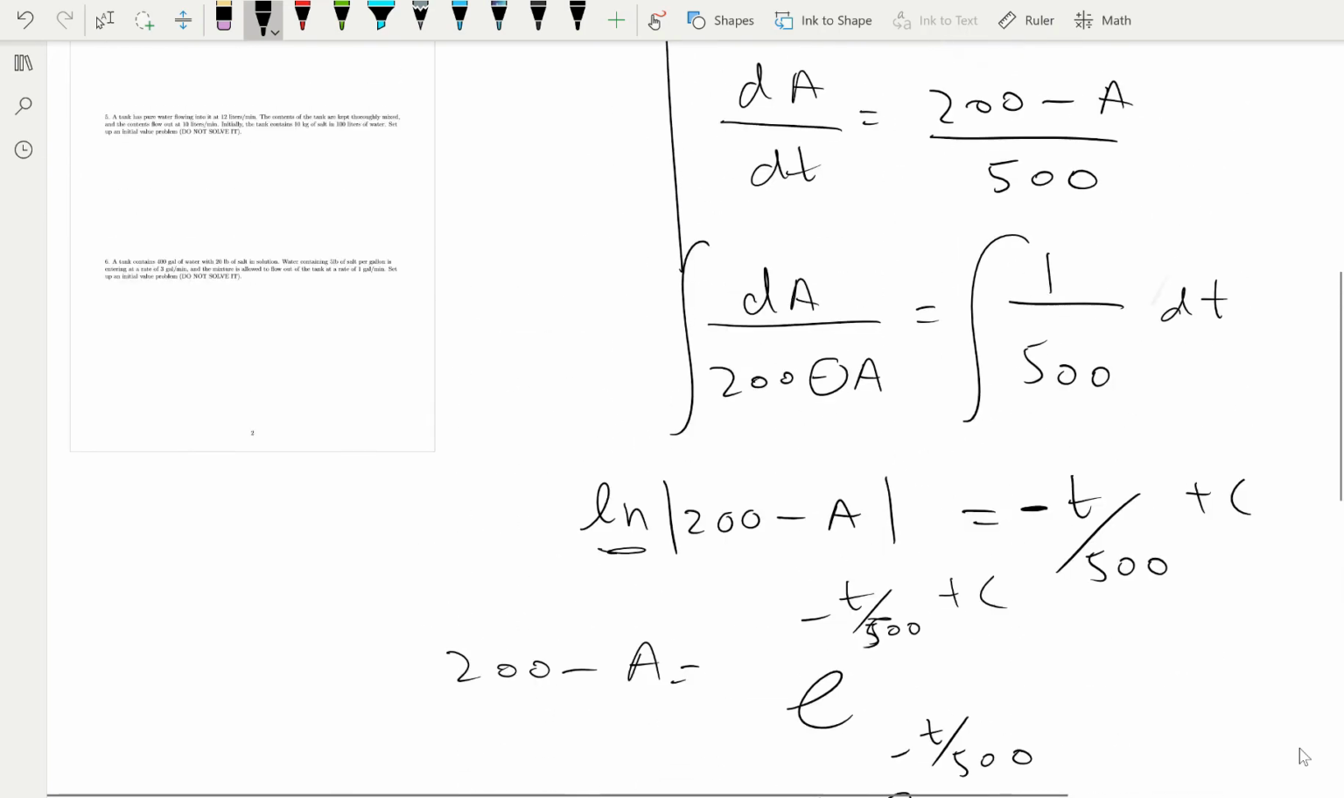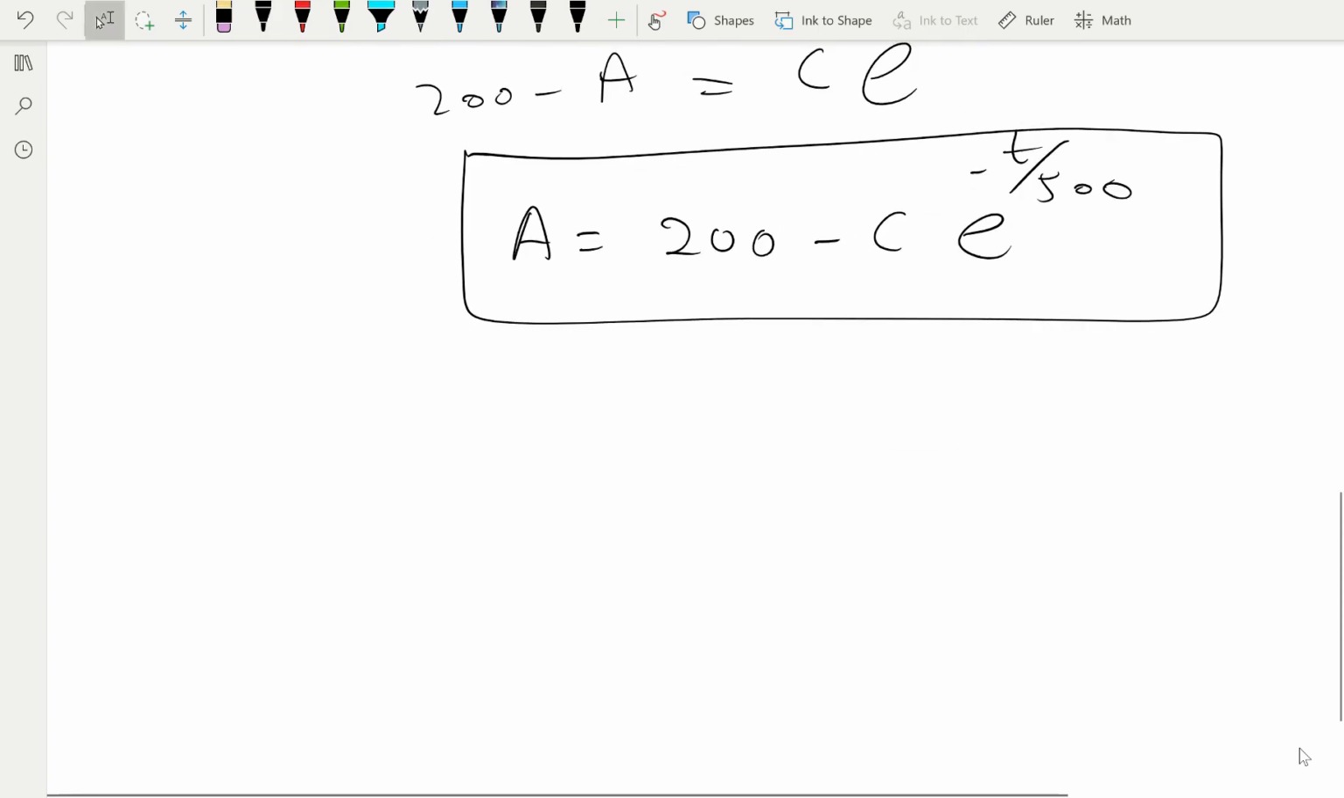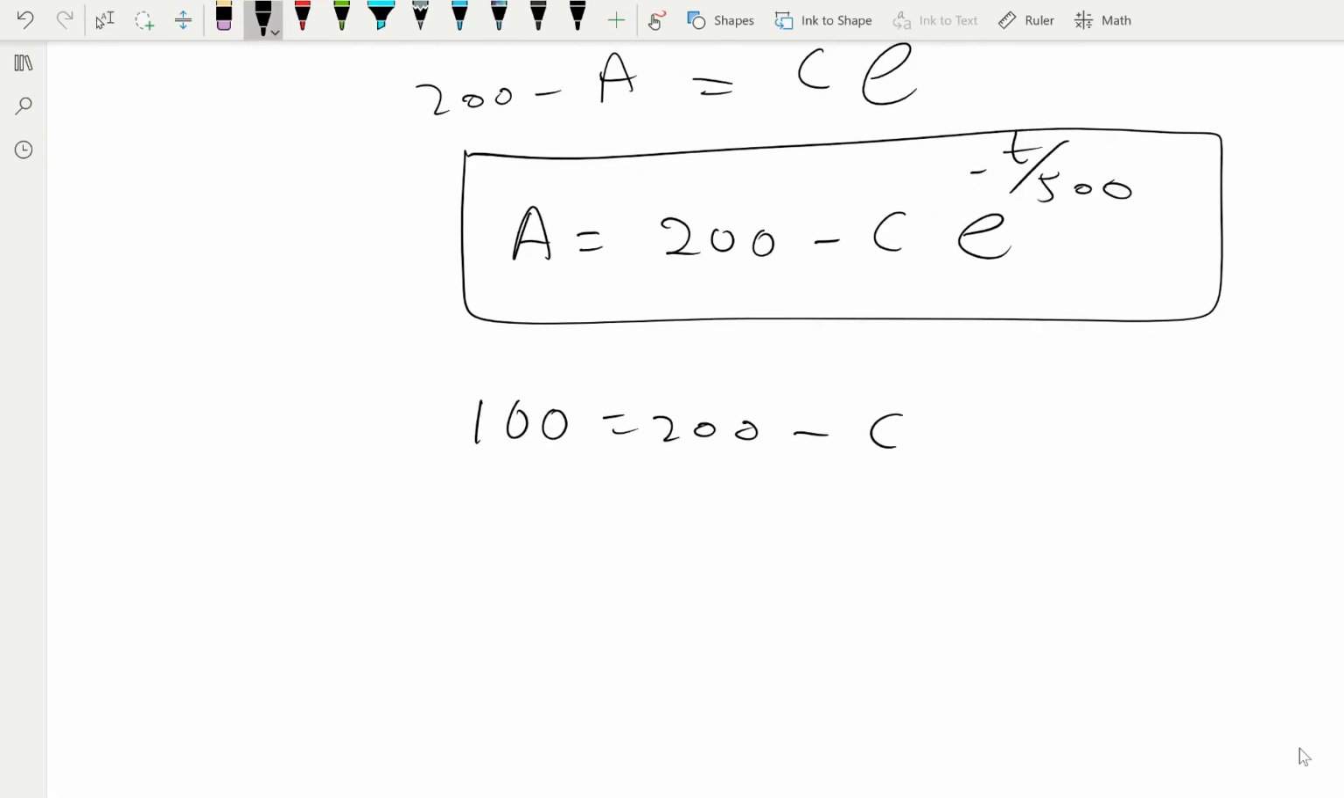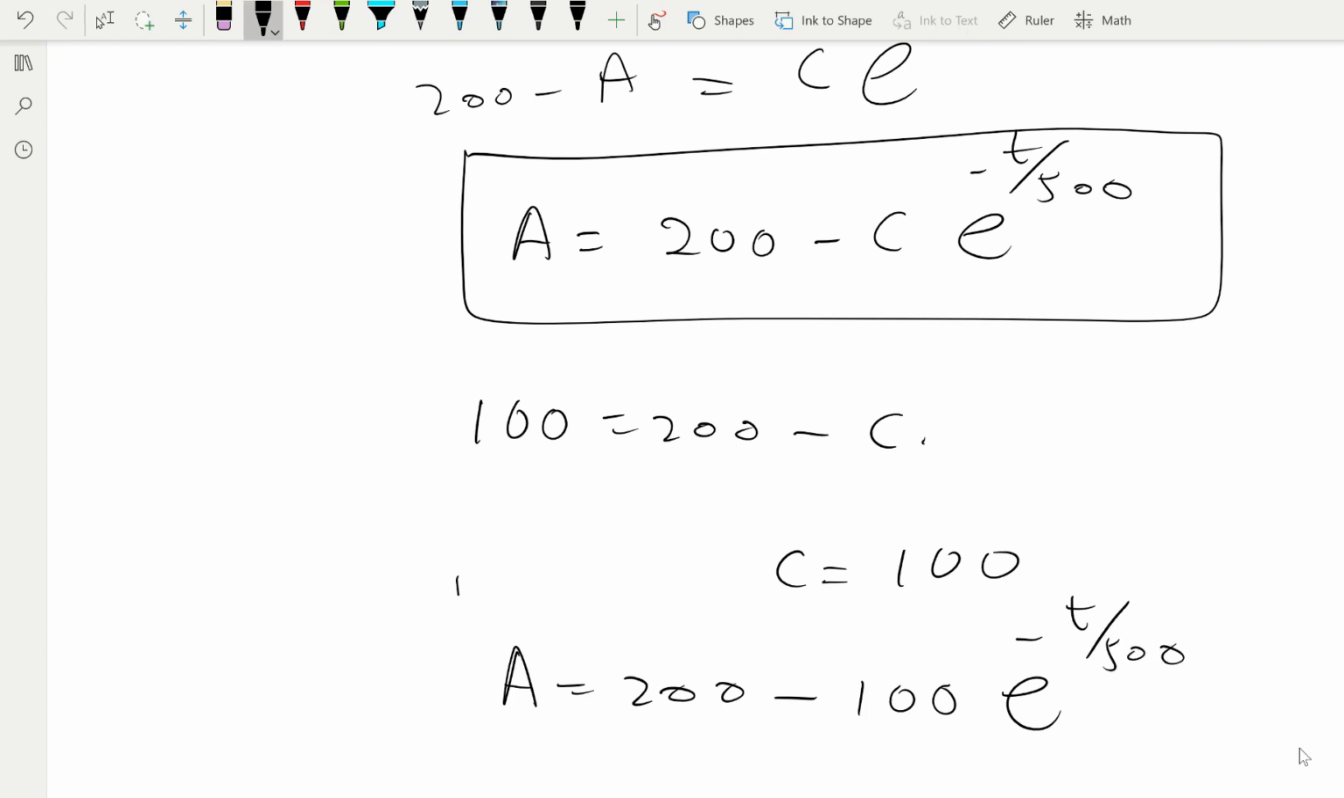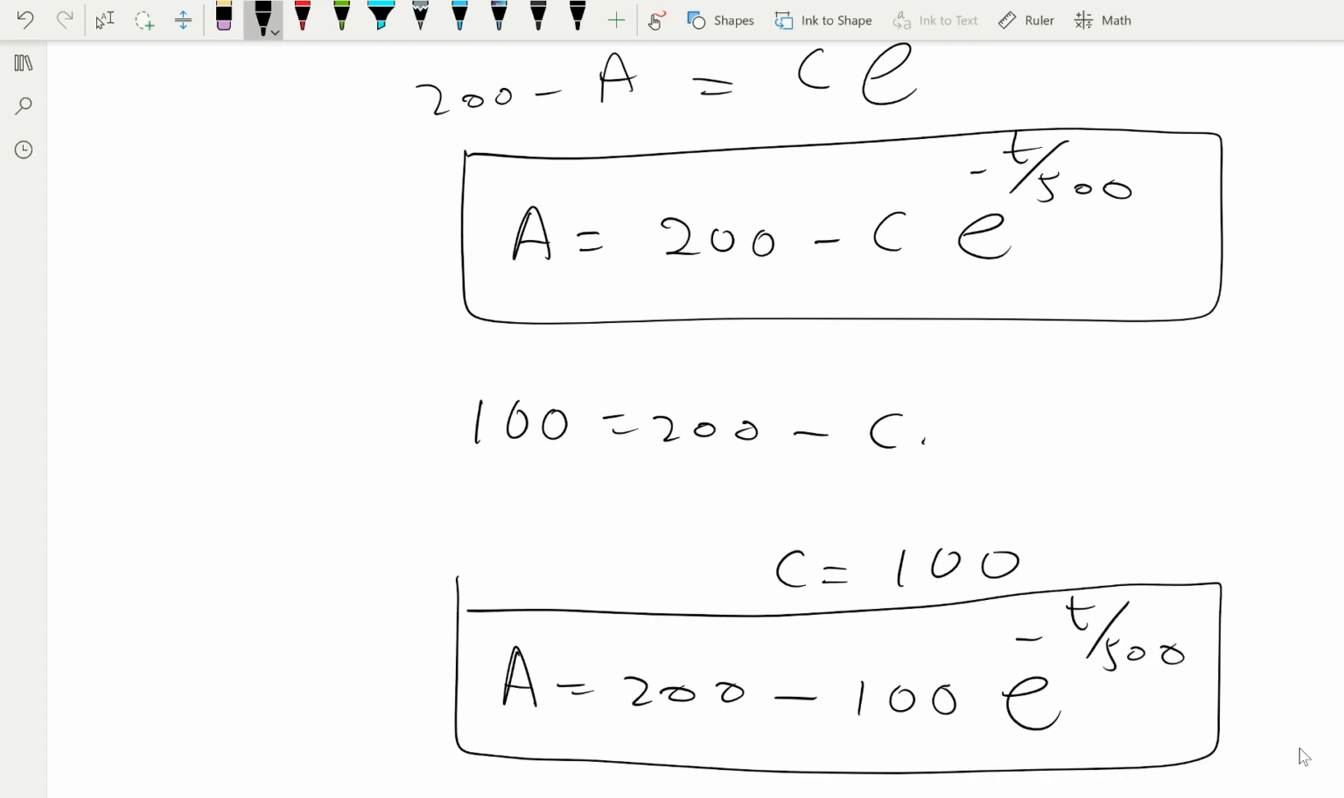Now let's use the initial condition. A(0) is 100. So A is 100 when time is 0: 200 minus c e to the 0, which is 1, right? So c is what? 100. So the solution is A is equal to 200 minus 100 e to the negative t over 500. That's the solution of the differential equation.